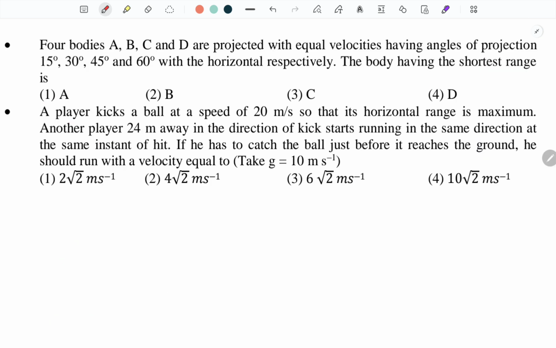All right, let us solve the next set of questions. Four bodies A, B, C, D are projected with equal velocities, u is same, having angles of projection 15, 30, 45 and 60 with the horizontal respectively. The body having the shortest range. First of all, 45 will have maximum range. 30 and 60 are complementary, so obviously their ranges should be the same. So the remaining answer is 15. So answer A is the right option.